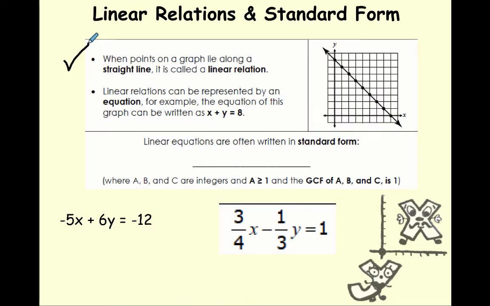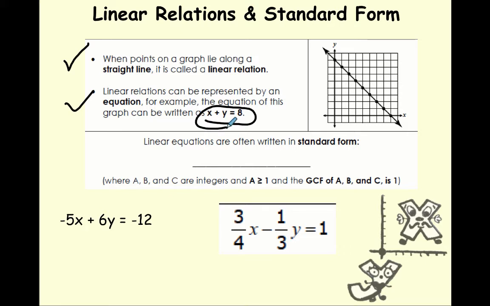So here's some information you want to make sure you remember. When points on a graph lie along a straight line, we call it a linear relation. The other thing that makes it a linear relation is that the variables x and y are both to the first degree. This is a common way of writing it.